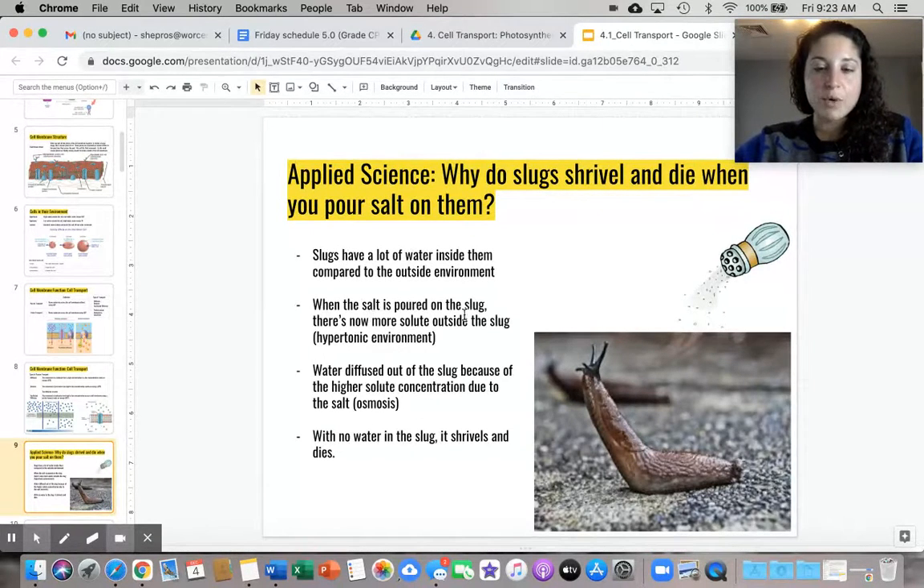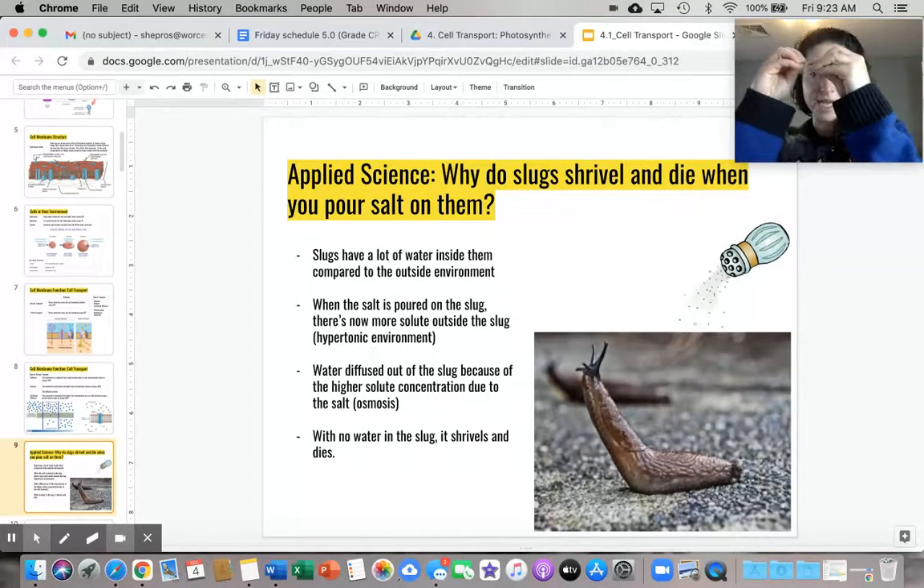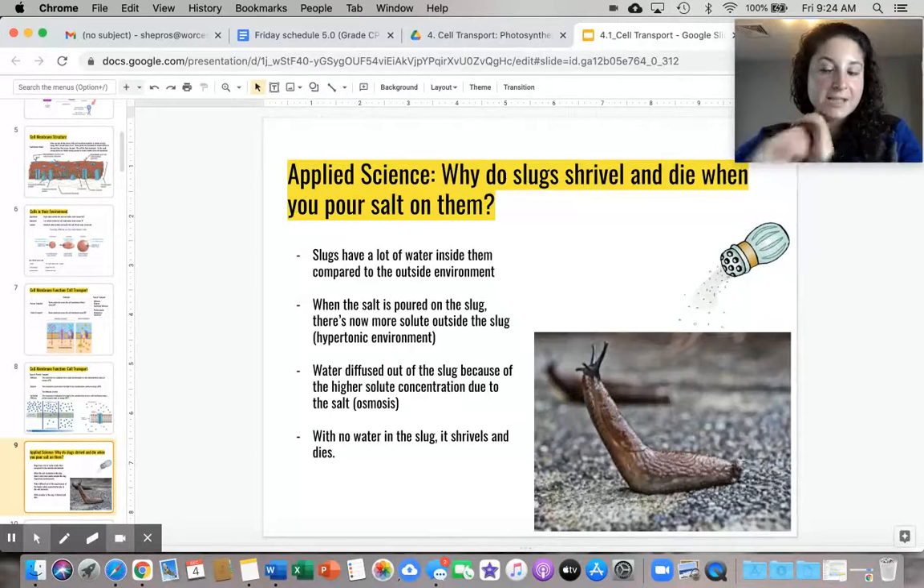Now, when the salt is poured on the slug, we've created this hypertonic environment when we're talking about the salt. So if there's a lot of salt on the outside of the slug, and a little bit of salt inside the slug, water is going to diffuse out of the slug. Now, when the water diffuses out of the slug, there's literally less stuff inside of the slug, so it's going to shrivel up. Also, slugs need that water inside of them in order to survive. So when they have no water, the slug just shrivels up and dies. And that's why putting salt on a slug will kill it due to osmosis and diffusion.